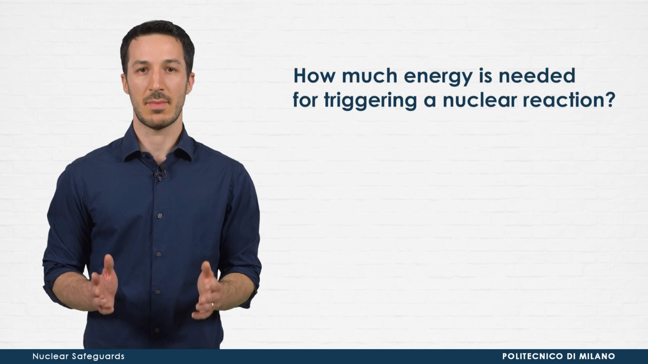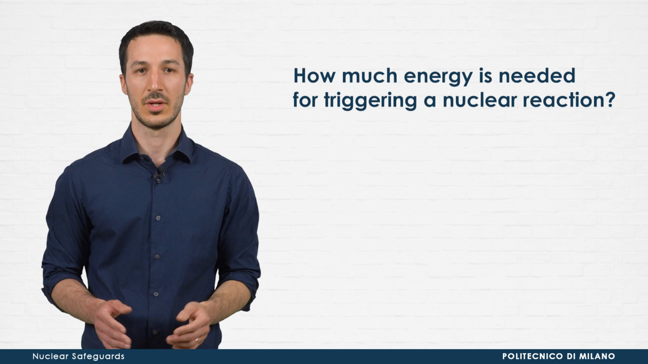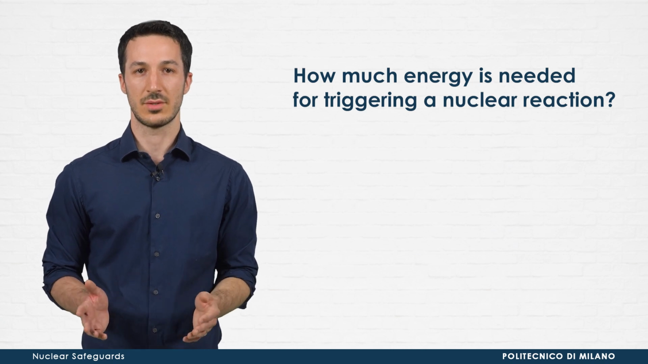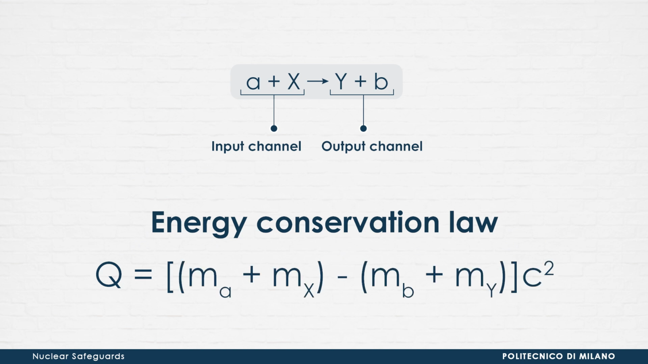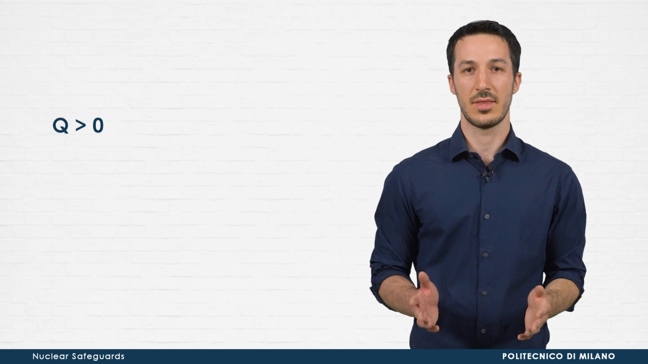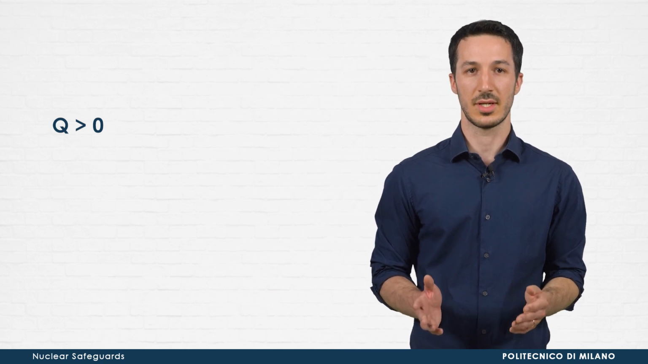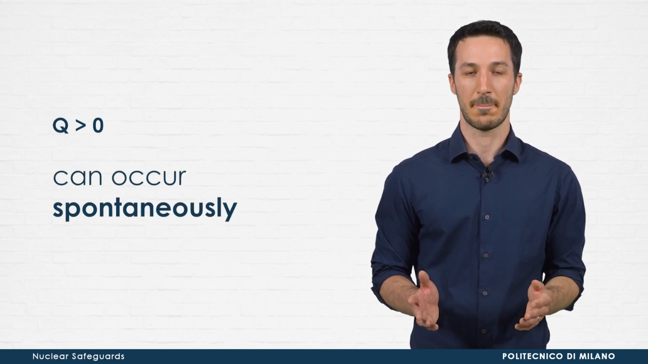But how much energy is needed for triggering a nuclear reaction? For answering this question, you can start from the energy conservation law. The Q value is the physical quantity associated to the variation of the rest energies of the particles involved, and it corresponds to the energy available in the reaction. If Q is greater than 0, the process can occur spontaneously.